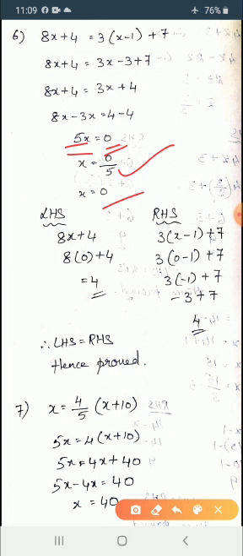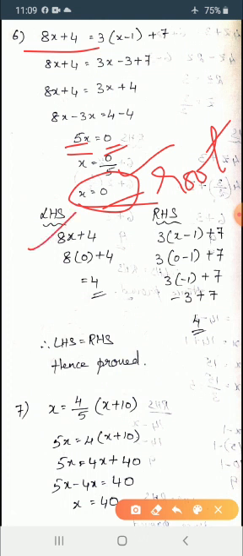So now we have solved the equation, and we need to substitute this value in the given equation to find out whether the solution we got, this is called a solution, or we can also call it a root, is correct or not. To check, I am going to substitute in the given question. I have taken the LHS part here, 8x plus 4. When I substitute and solve, I got 4 here, and in the RHS part when I substitute, I got 4 again.